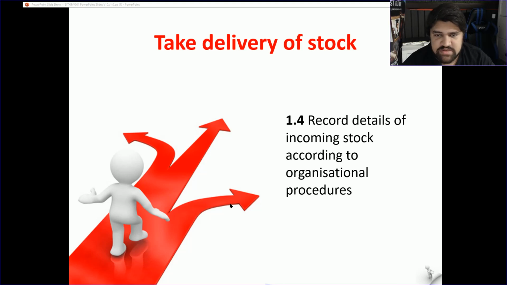Take delivery of stock. 1.4. Record details of incoming stock according to organizational procedures. So when we're getting stock, we would put it into our software system, so all the chefs, all the kitchen people would know what sort of items we need to purchase in the future, and what has come in from our recent delivery.